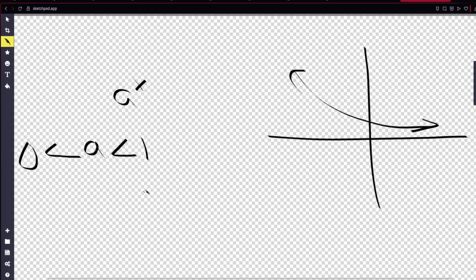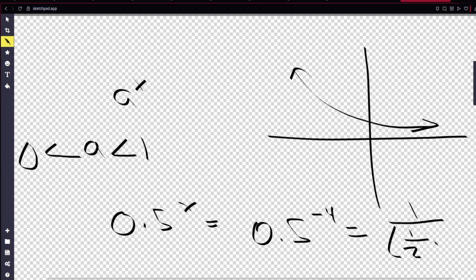Let's just say it's 0.5 to the power of x. Remember that x can be pretty negative, so it can be 0.5 to the power of negative 4, which is the same thing as 1/2 to the fourth power, which is going to be 16. So it gets increasingly big as x becomes more negative. So that's the first case.